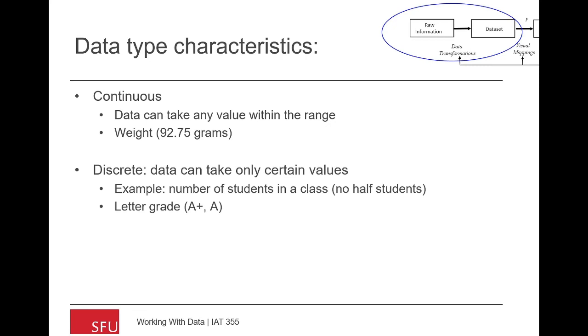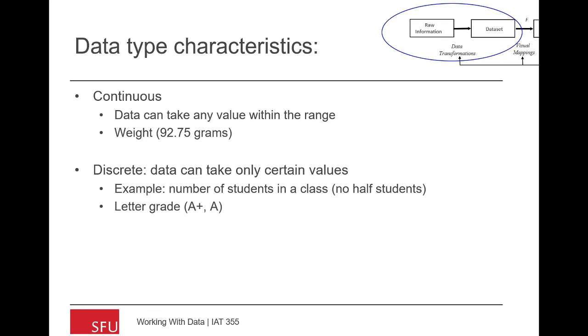So let's say you take 92.75 grams and 92.78 grams. You can find a value in between them, 92.76, say. And you can find a number between 92.75 and 92.76. That's 92.755, etc., and you can keep going infinitely. That's what it means that it's continuous. Data can take any value within the range. Let's say you've got a maximum and a minimum value for the information that you're looking at.